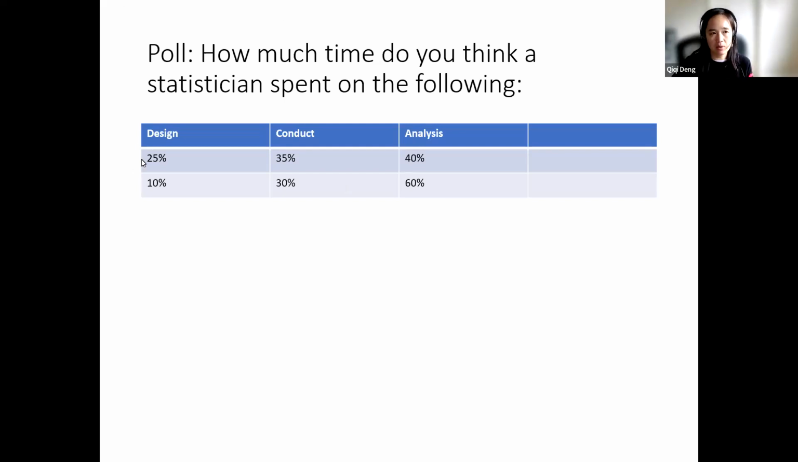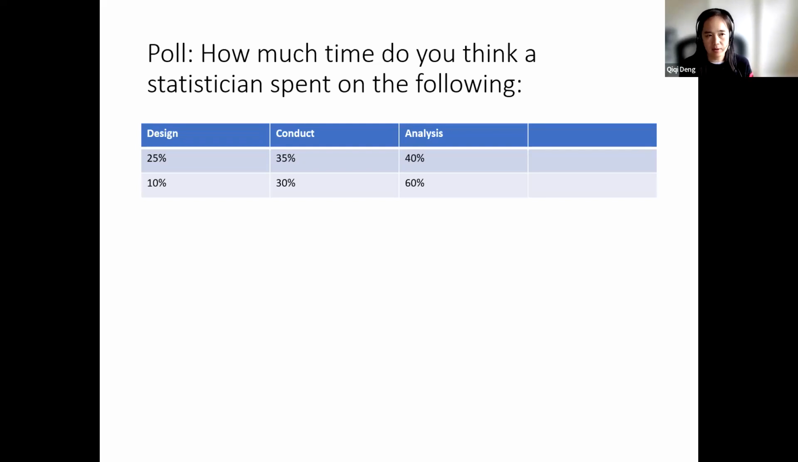Actually, our time allocation is more like the first row here in the table. We spend quite some time designing a study, and then we need to make sure the overall conduct is of high quality. And then finally, we conduct the data analysis. Although we do spend a lot of time on the data analysis, the design and the conduct are equally critical.